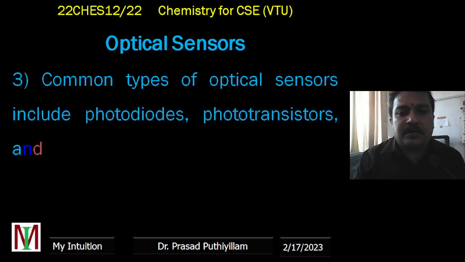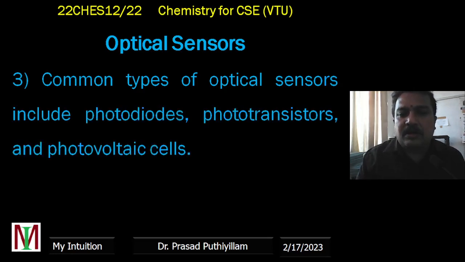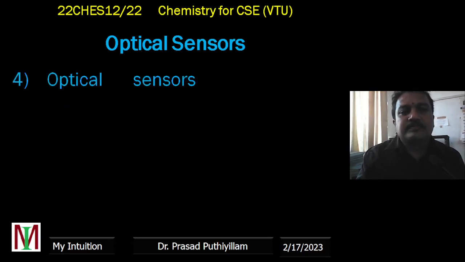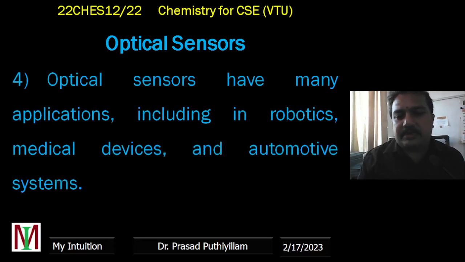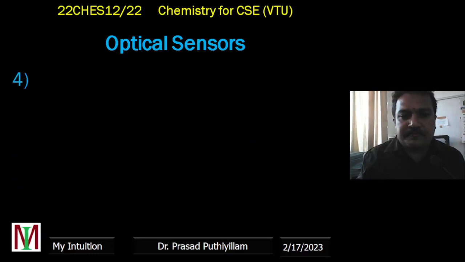Common types of optical sensors include photodiodes, phototransistors, and photovoltaic cells. Photovoltaic cells are used to generate electricity from the sunlight. Transistors and photodiodes I explained in detail. Photovoltaic cell I explained in some other classes. That is normal solar cells. Optical sensors have many applications, including in robotics, medical devices, and automotive systems.